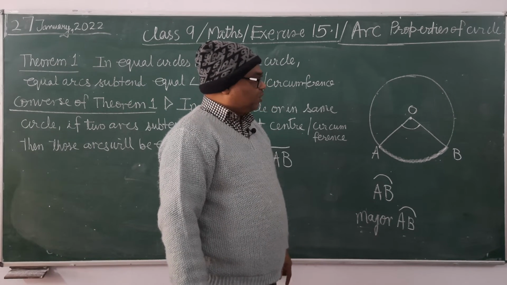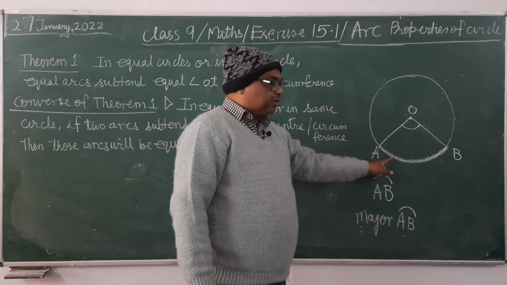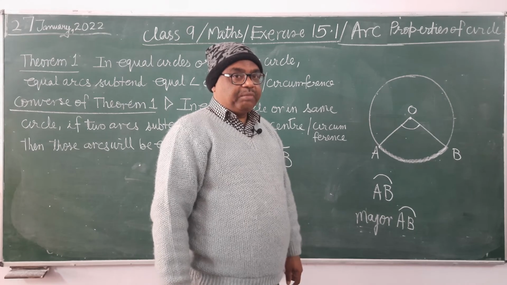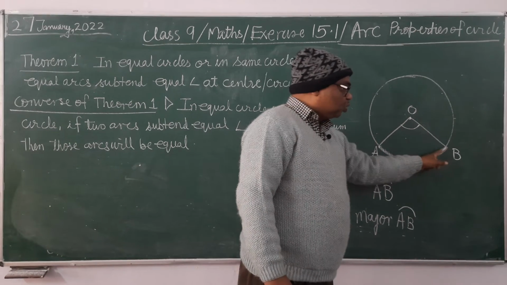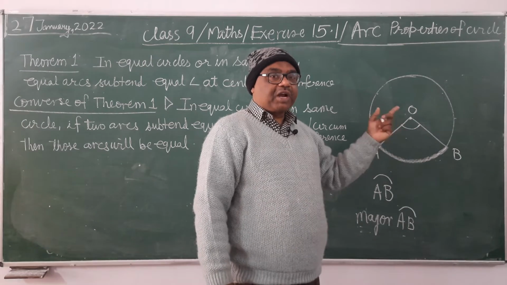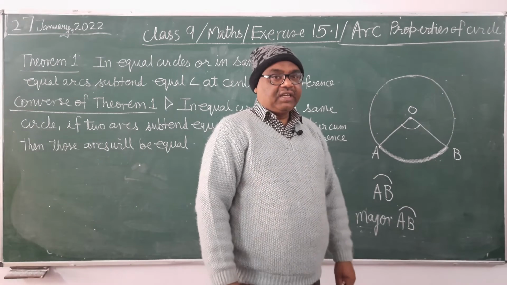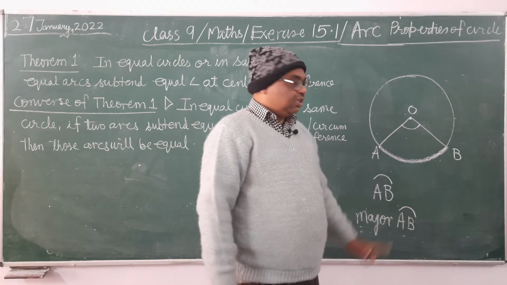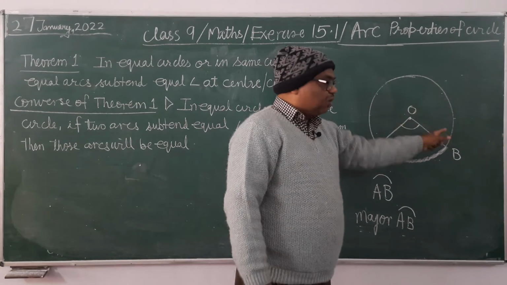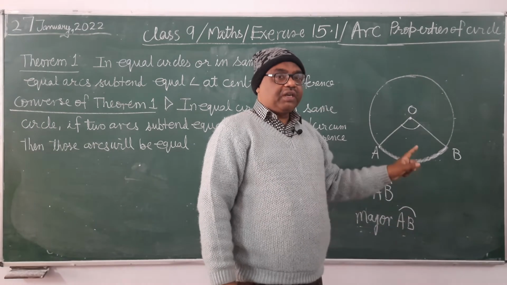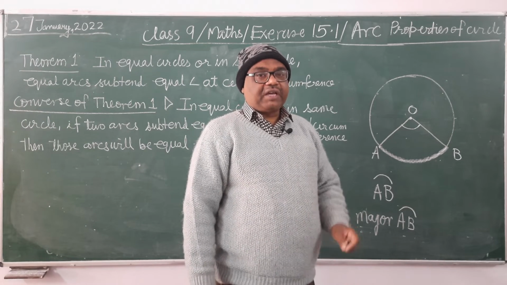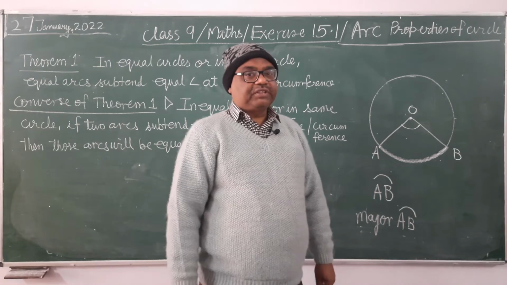In the same way, there is one more thing. What is the angle subtended by arc AB at the remaining part of the circumference? Remaining part means leaving out this part, the remaining part of the circumference, at any point on it, how big an angle does this arc subtend? What is the meaning of remaining part? Leaving out this part of arc AB, at any point on the remaining part of the circumference, how big an angle does this arc subtend? That is the angle subtended by arc AB at the remaining part of the circumference.